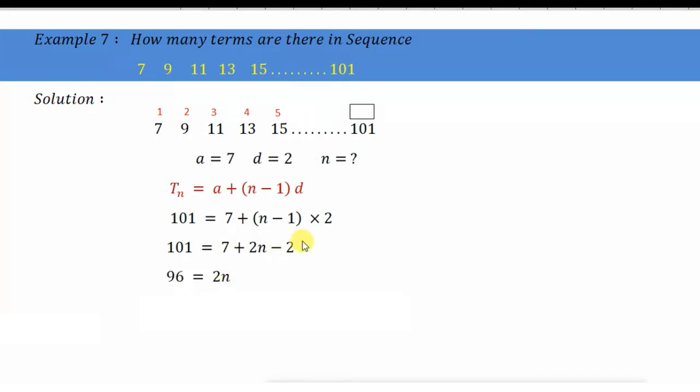I'll transpose this 7 and negative 2 to this side. So what I get is 96 is equal to 2n. So n is equal to 48. 101 is the 48th term of the sequence. So we get to know that there are 48 terms in the sequence. How many terms are there in the sequence? There are 48 terms in the sequence.